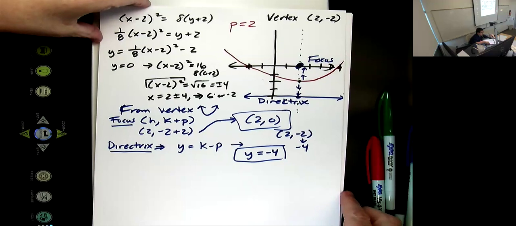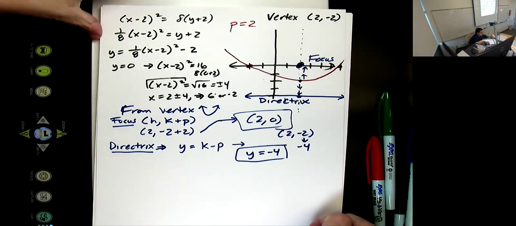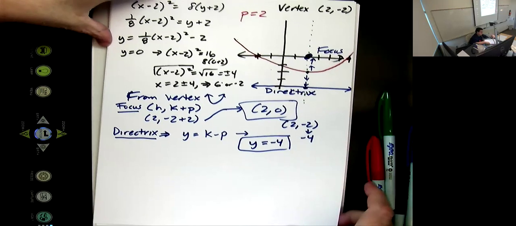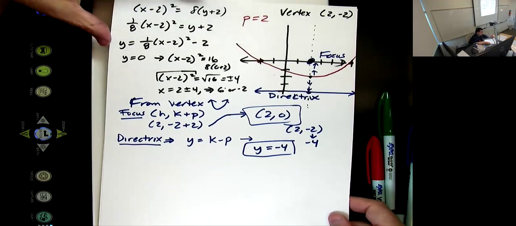So the distance that the focus is away from the vertex is equal to the distance that the directrix is away from the vertex. Yes, those are the same. The closest point on the directrix is the same distance as it is to the focus. The vertex is the midpoint between the focus and the directrix. You need to figure out what the focus is.